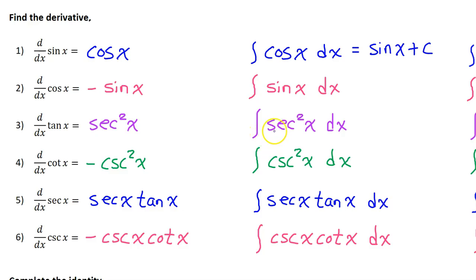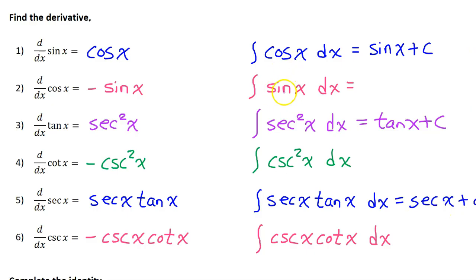To evaluate the integral of secant squared x, you ask yourself the derivative of what is secant squared. Since the derivative of tangent is secant squared, tangent x is the antiderivative. Again, plus c. To evaluate the antiderivative of secant x tangent x, you ask yourself the derivative of what is secant x tangent x. Since the derivative of secant x is secant x tangent x, then secant x plus c is the antiderivative.